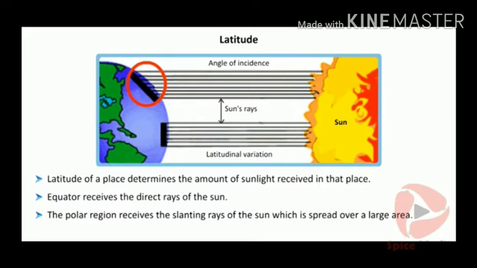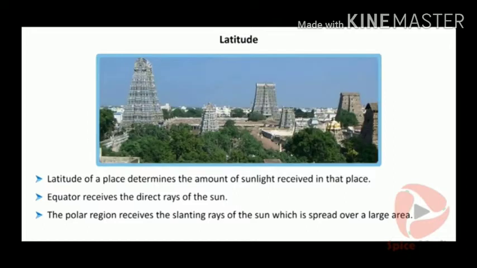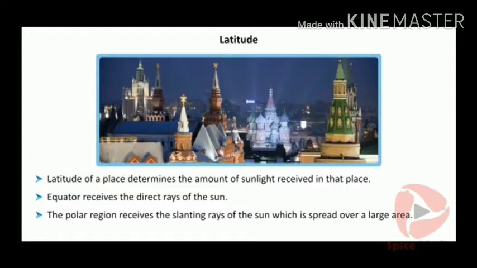The polar region receives the slanting rays of the sun, which are spread over a large area. Thus, these regions experience cold weather throughout the year. For example, Madurai in Tamil Nadu is hotter compared to Moscow in Russia.